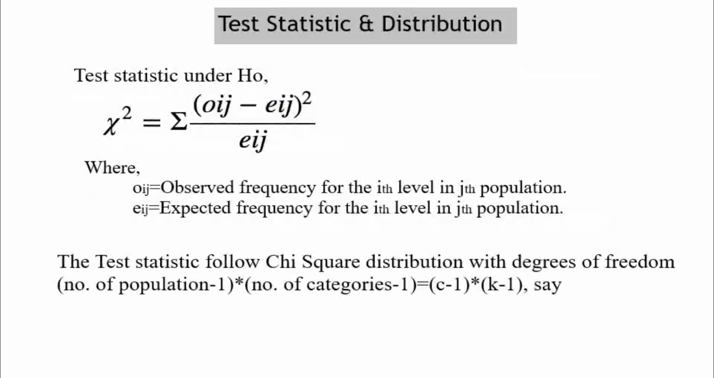See the test statistic formula under the null hypothesis, where O_ij equals observed frequency for the ith level in the jth population, E_ij equals expected frequency for the ith level in the jth population. The test statistic follows a chi-square distribution with degrees of freedom, (number of populations - 1) times (number of categories - 1).